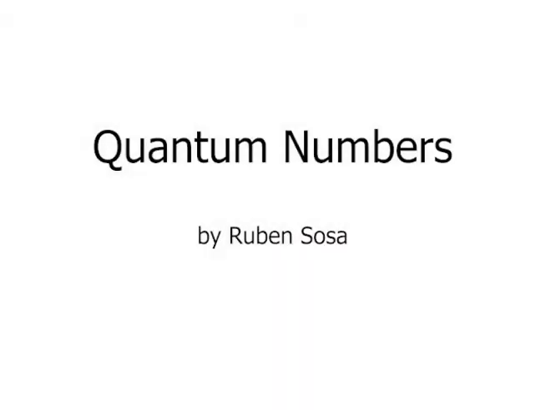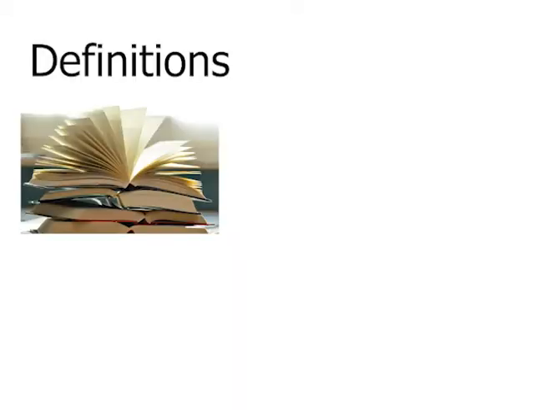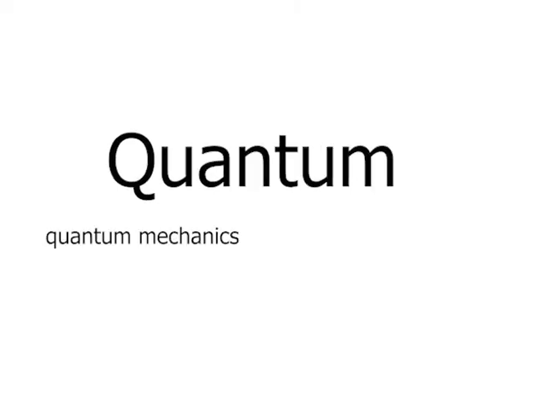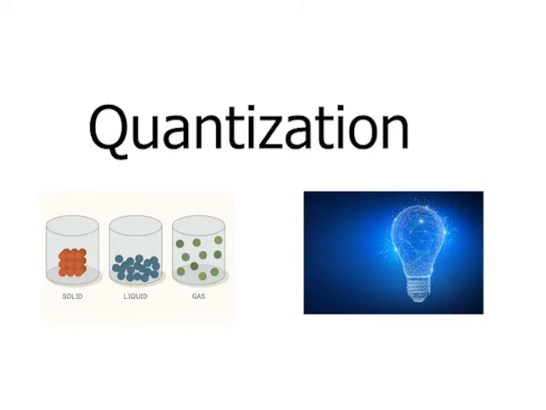To really understand what quantum numbers are, it's important to learn both definitions and a bit of history. Firstly, what does quantum even mean? The adjective quantum, as in quantum mechanics or quantum physics, comes from the noun quantization. In short, quantization refers to the tendency for matter or energy to be grouped in set or certain quantities.